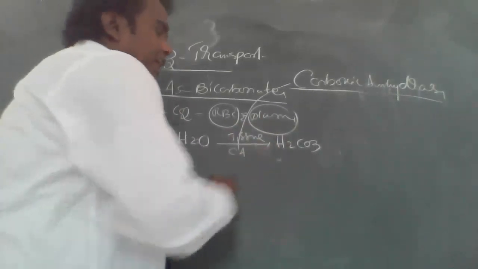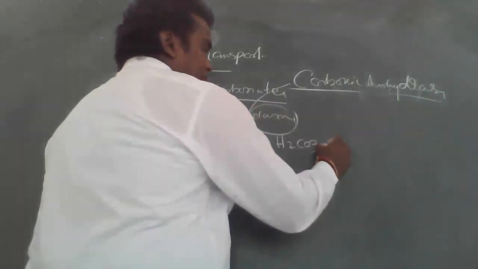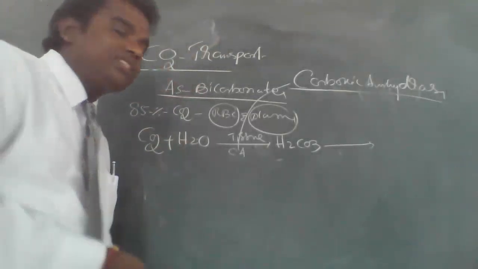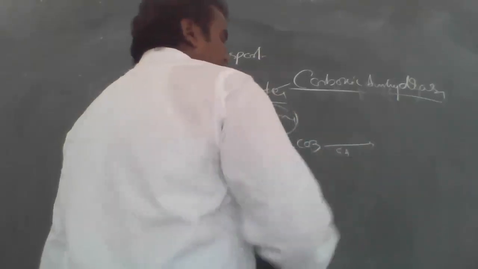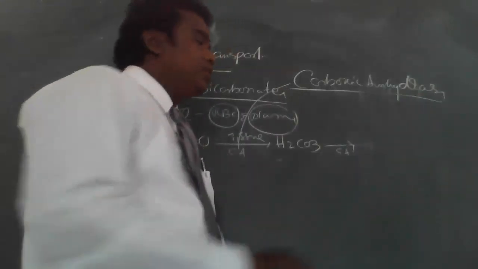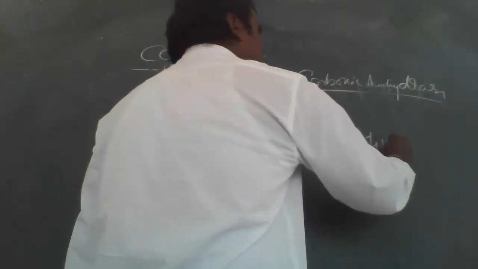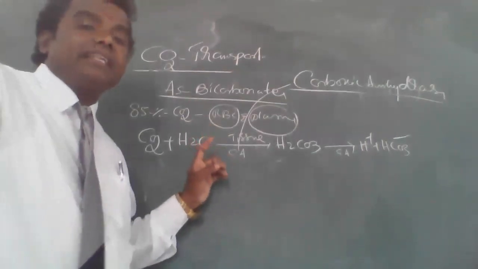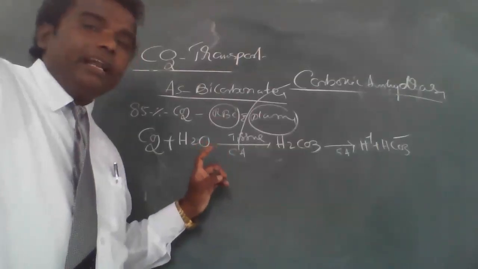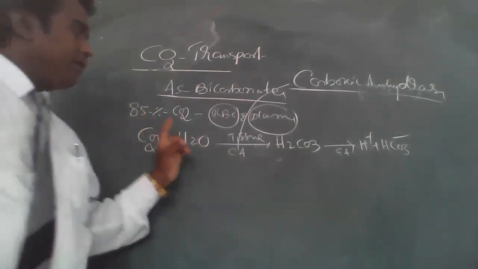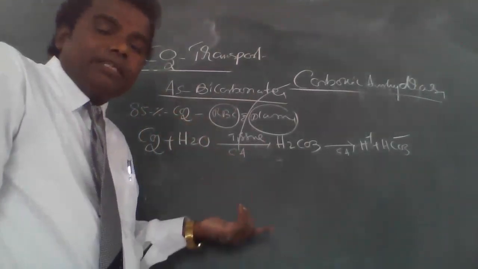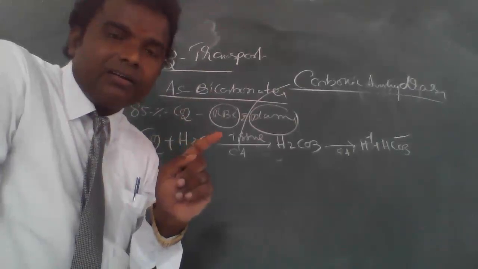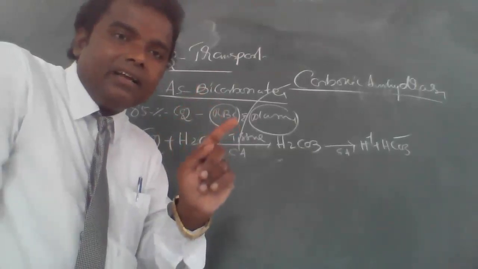Immediately, what happened to this H2CO3? It is ionized. How is it ionized? It ionizes into H plus and HCO3 minus. Clear? Once I repeat, CO2 combines with water in the plasma as well as in the RBC. In the RBC it is accelerated compared to plasma because this reaction is accelerated by the carbonic anhydrase enzyme.